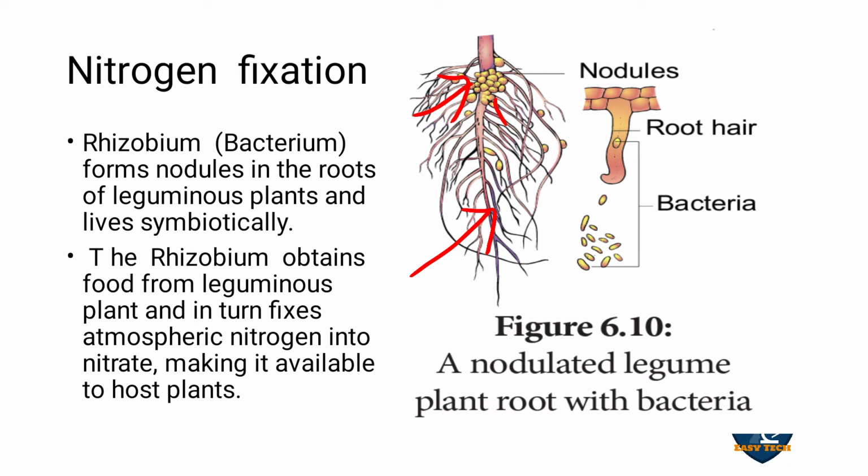So they are symbiotically associated with the plants. The Rhizobium and leguminous plants have a symbiotic relationship. The legume plant gives shelter and food to the bacteria, and the Rhizobium bacteria fixes the atmospheric nitrogen for the host plant. So this is a give and take policy.